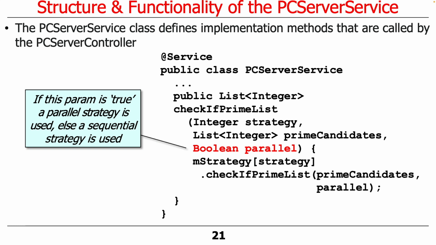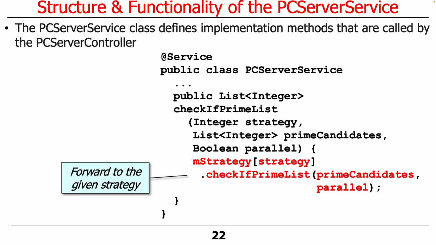And you can also see here that we take a parameter that says whether or not we're going to be using parallel or sequential processing. Once again, we index in, find the strategy, make the call on the strategy object, passing in the prime candidates list, and whether we want things to run in parallel.